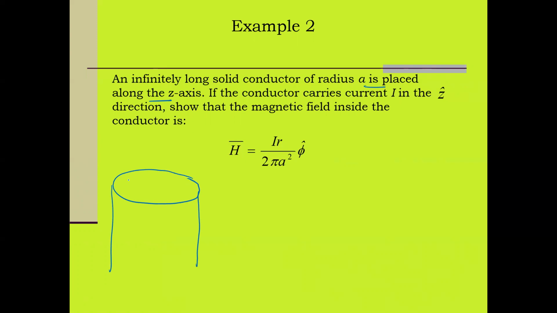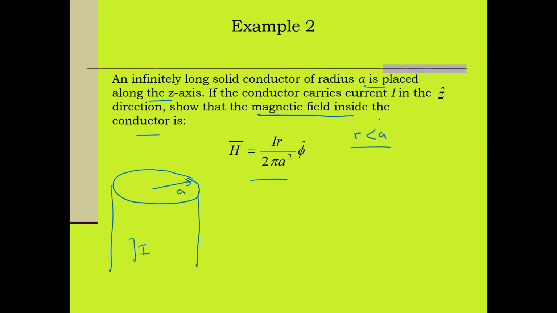Okay, the radius is A, right? And this is a solid conductor which carries I, throughout the cross section of this conductor. All right. So you need to show that the H field inside the conductor is given by this. So our concern is for the region of R, the radius of R, which is less than A. So this is our main concern, the region of concern.